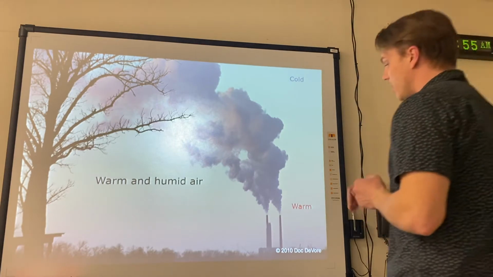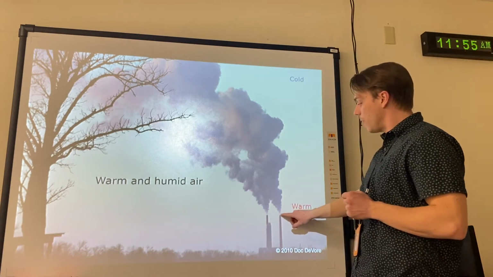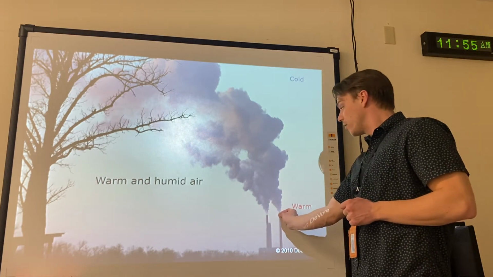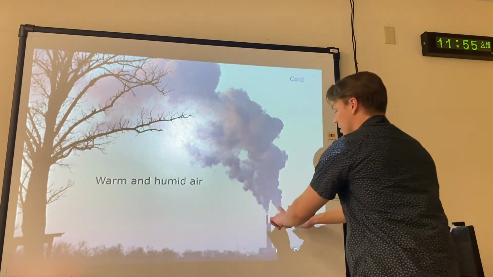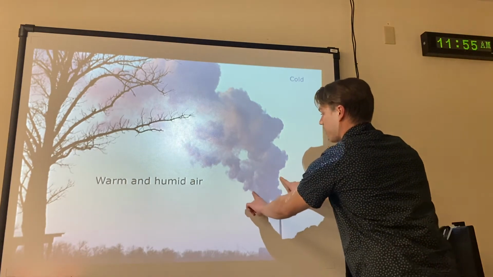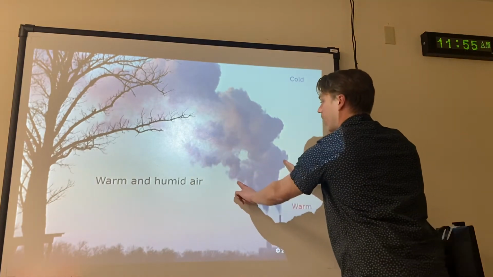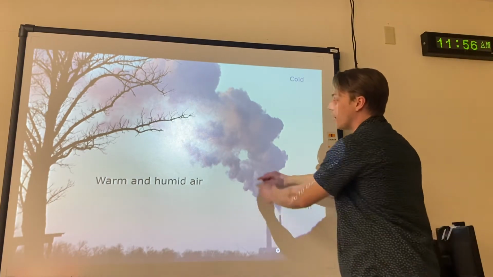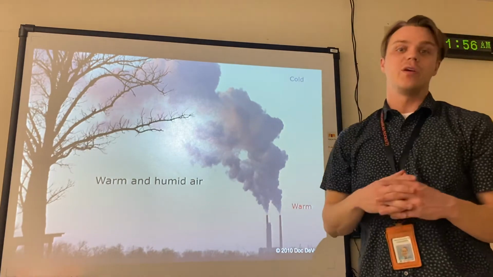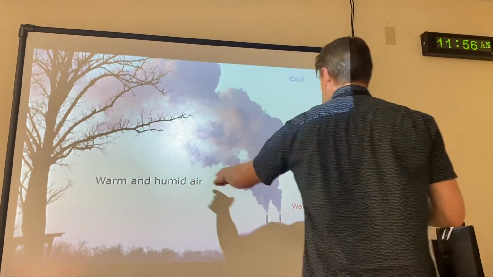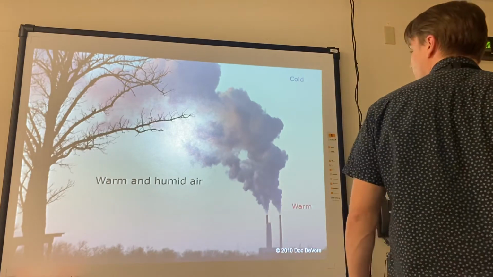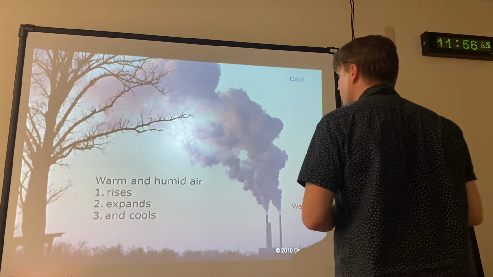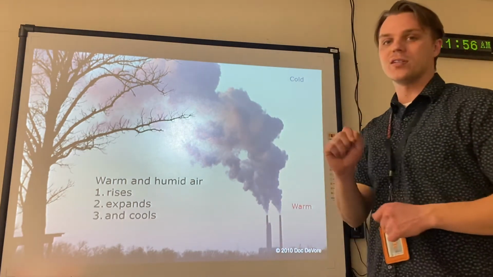You can see that we have some warm air coming out of a hot smokestack. What does it immediately do? Not only does it rise, but you can see that the smokestack gets thicker and thicker. We're watching the air expand. The air that used to fill this area is now expanded to fill this area. And warm, humid air, meaning water-packed air, rises, expands, and cools, and we form clouds. That is the process of how a cloud forms.